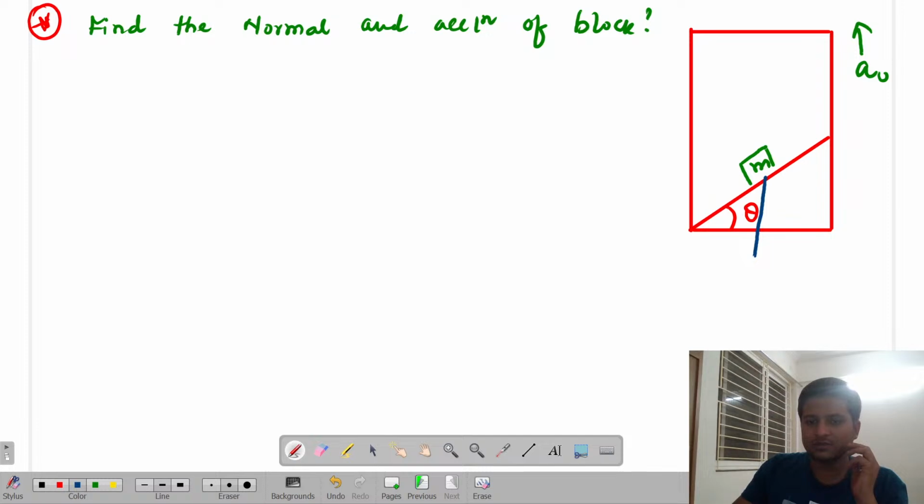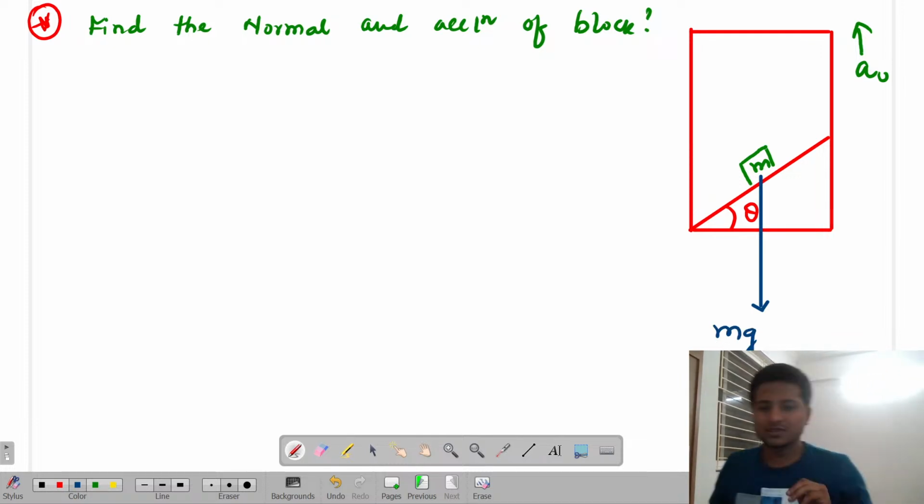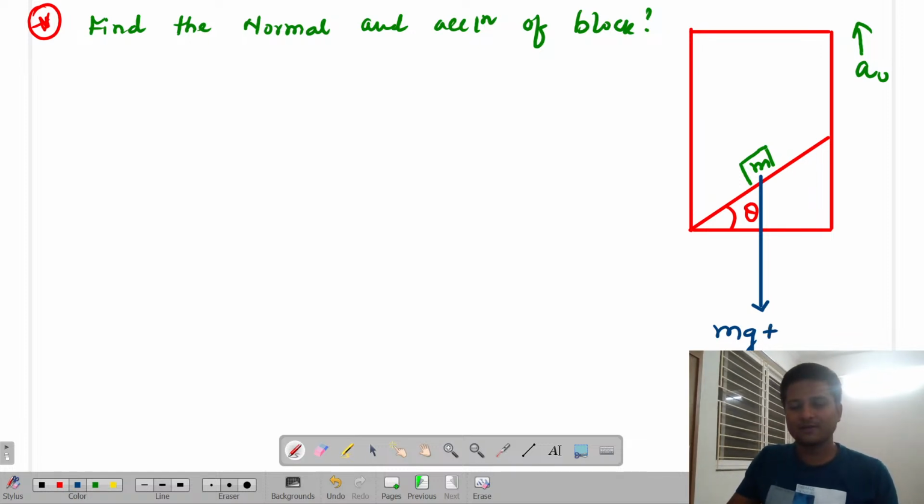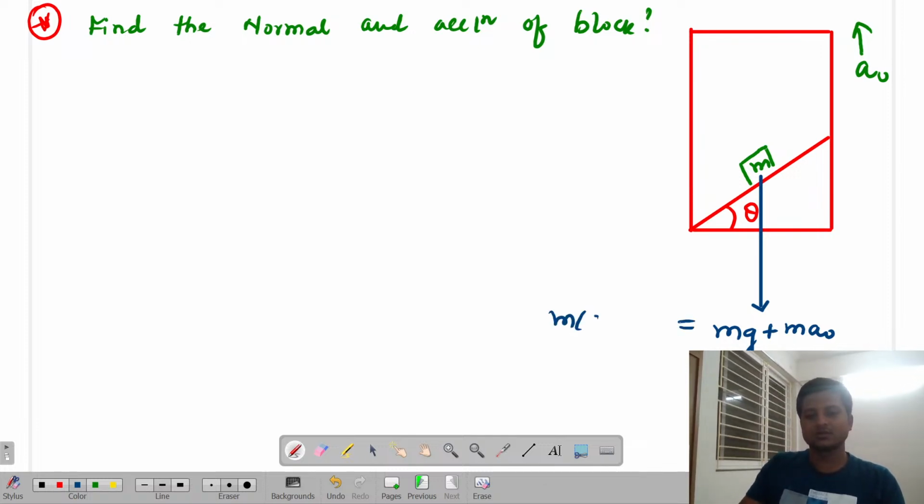So if I look into the mass, then this weight of the body is still downwards, isn't it? But with that, there will be one more force over here, the pseudo force. Am I not? Are you able to get me or not? Is that clear? Now, basically, I can write this as what? M into G plus how much?